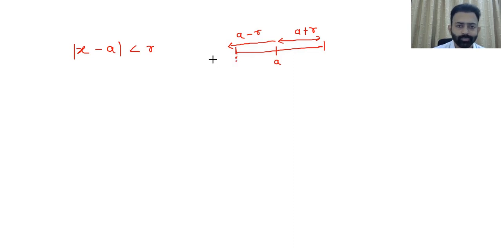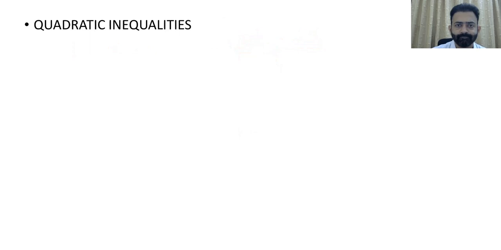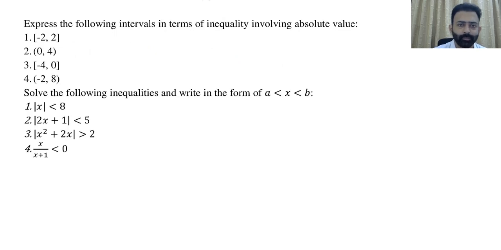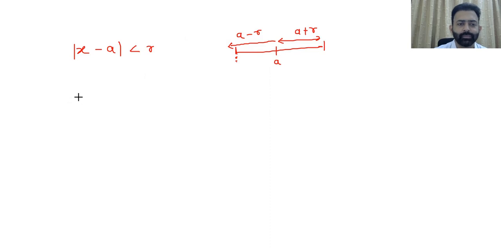For example, let us take one example: minus 2 and 2 here, and minus 2 and 2 are included. Now we have to represent this using a modulus inequality. So always write that the upper limit will be a plus r and the lower limit will be a minus r. So here a plus r will be equal to plus 2 and a minus r will be equal to minus 2, the lower value.